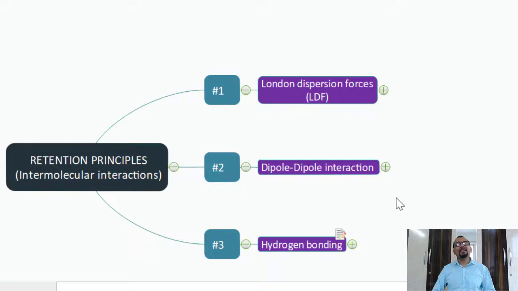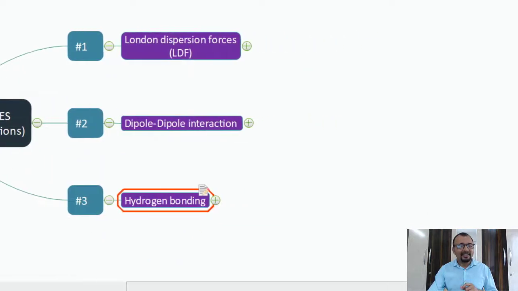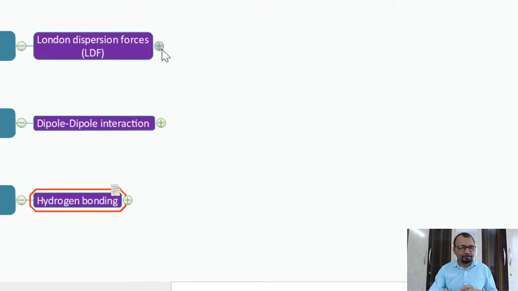I'm going to explain, with the help of three important intermolecular forces, how the analyte can get retained onto the stationary phase of the gas chromatography. And these are the three important intermolecular forces which predominantly govern the retention of analyte in the gas chromatography technique. The first one is London dispersion forces, the second one is dipole interaction, and the third one is hydrogen bonding. So let us understand the first one, that is the London dispersion forces.